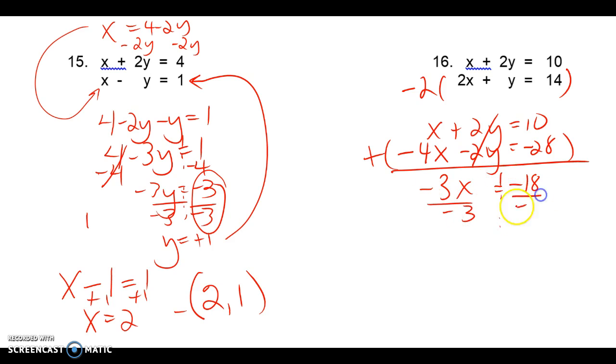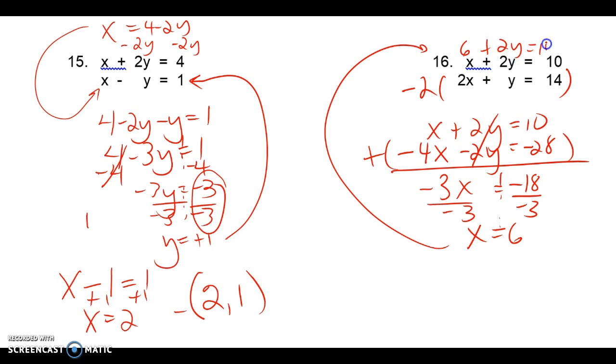Divide by negative 3. All right, x equals 6. All right, let's go back to this first equation here and say 6 plus 2y equals 10. Notice I'm kind of moving up. I'm going to subtract 6 from both sides. 2y equals 4. Oops. y equals 2. So let's see if this works. 2 times 6 is 12 plus 2 is 14. It works.